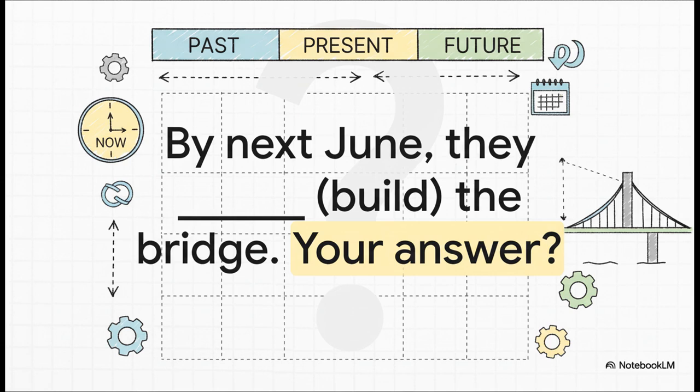So, now that you've got the key, let's put it to the test. How would you fill in this blank? By next June, they build the new bridge. Think about the matrix. Which tense and which aspect do you need to show an action will be completed by a future time? Let me know what you come up with. That's the power of understanding the system.